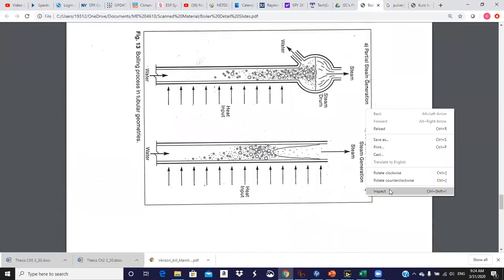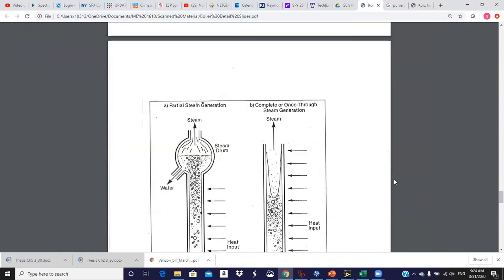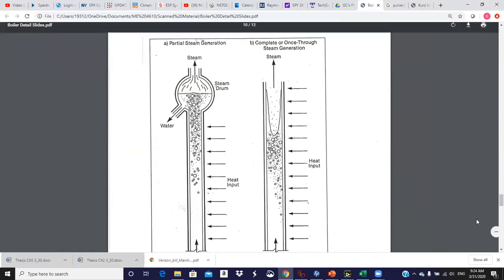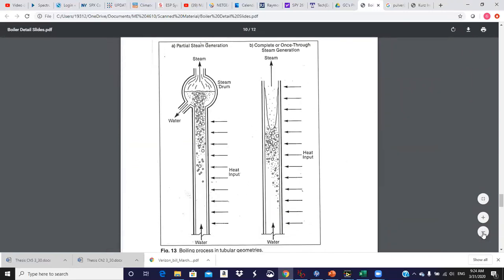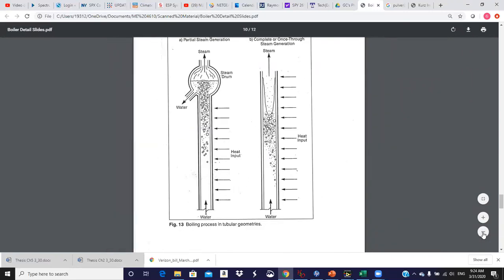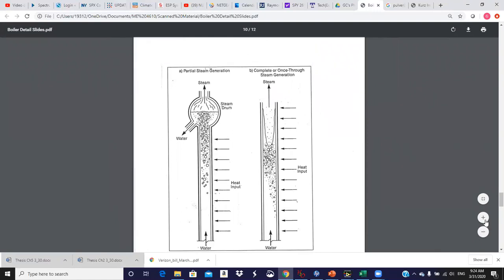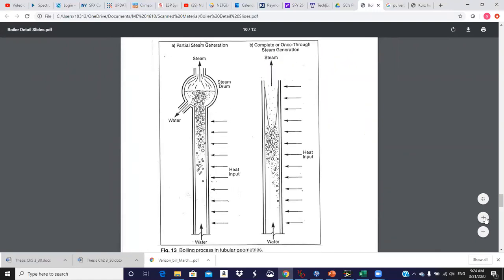All right, let's see, counterclockwise. Okay, so I'm not going to spend a whole lot of time on this because that last video I think was excellent on it. Figure out the optimum size. There you go. So we got two types of boilers.